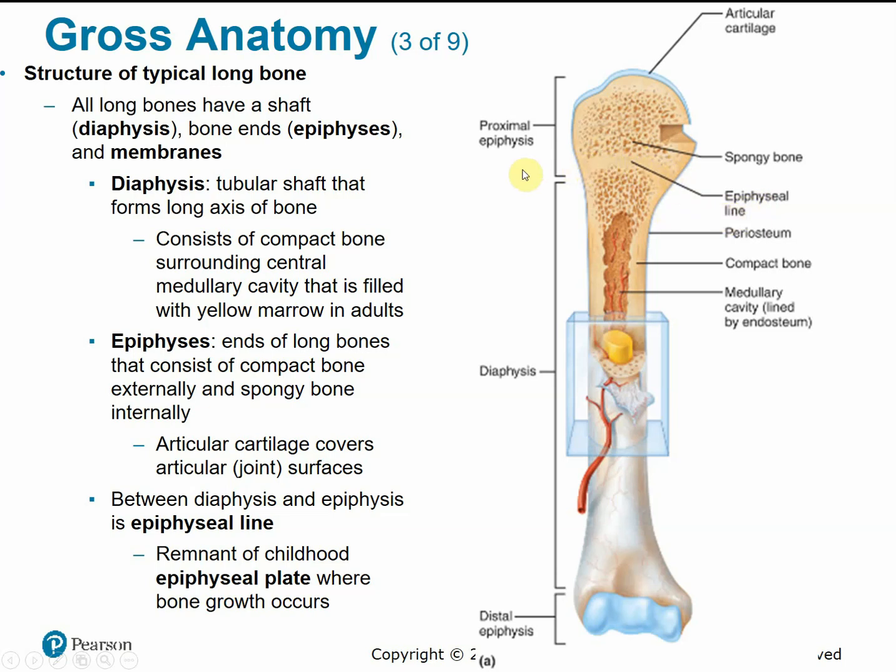So this is how they can estimate the age of a body when they find it. They look for that epiphyseal line. If there's still cartilage present, then we're dealing with a young person. If it's solid bone, then we're dealing with an adult.